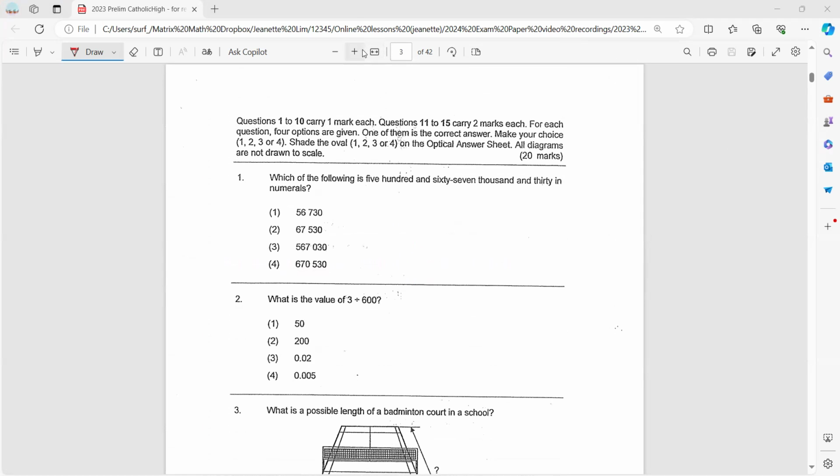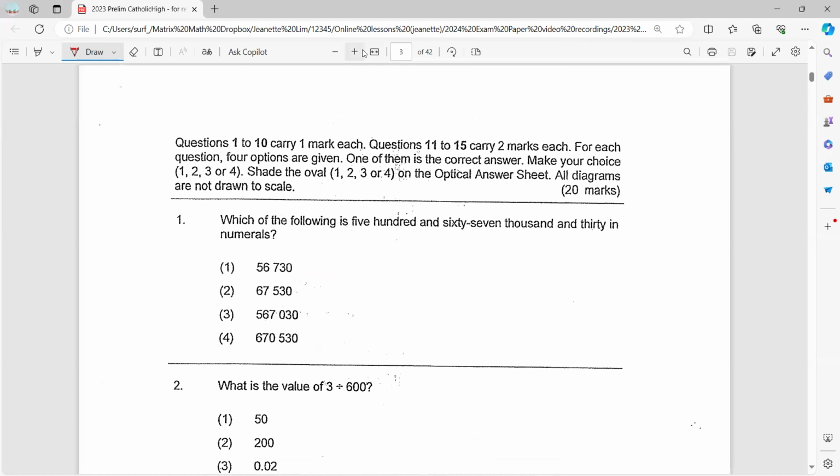Question 1. Which of the following is 567,030 in numerals? 567,000. So it will be 3. Okay, 567,030.